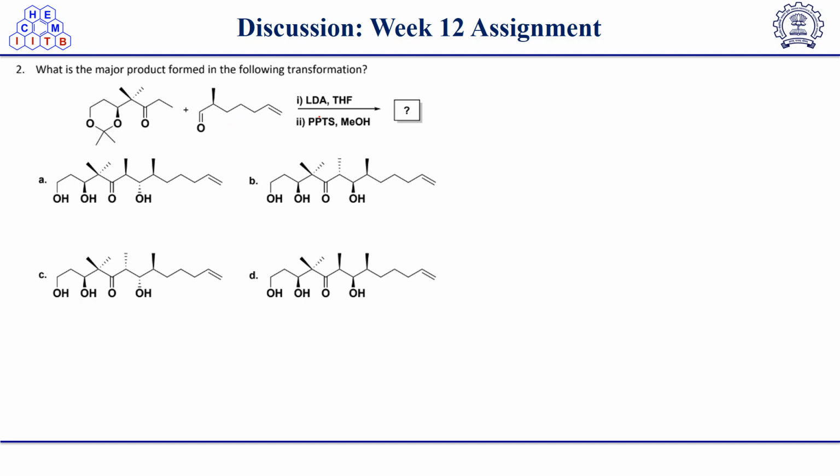So, PPTS is pyridinium paratoluene sulfonate. It is generally used for deprotection of ethers or silyl ethers or tetrahydropyranyl ethers. When a substrate is unstable to stronger acids and catalysts, we can use PPTS for the deprotection. So from that itself, it is clear which will be the answer.